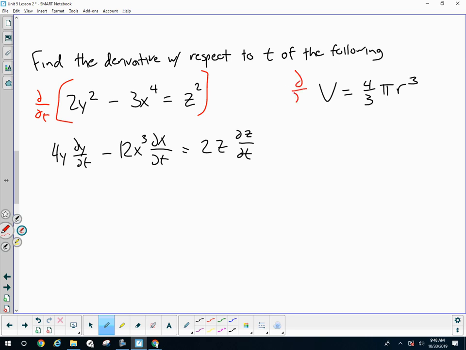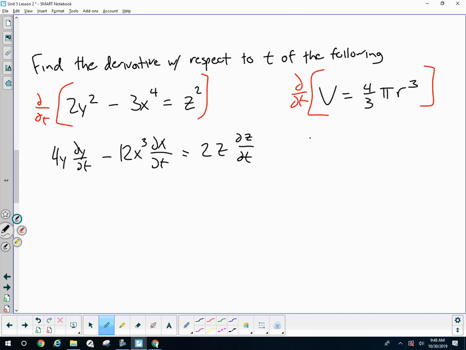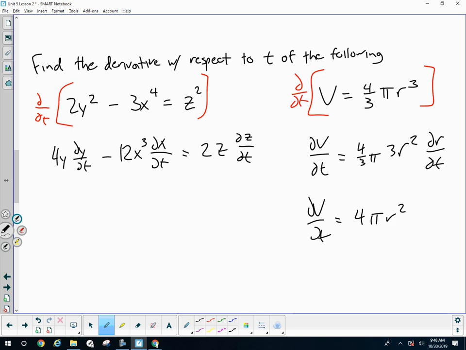Take the derivative with respect to t of V equals 4/3 pi r cubed. Yikes. Maybe this is tough. It's actually not that tough. I'd have dV/dt equals 4/3 pi, just a constant, leave it alone. Derivative of r cubed, 3r squared dr/dt. The 3 and the 4/3 will cancel. dV/dt equals 4 pi r squared dr/dt.